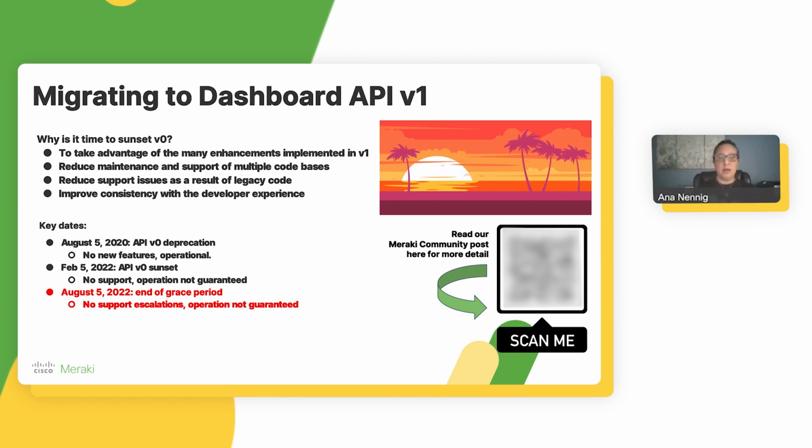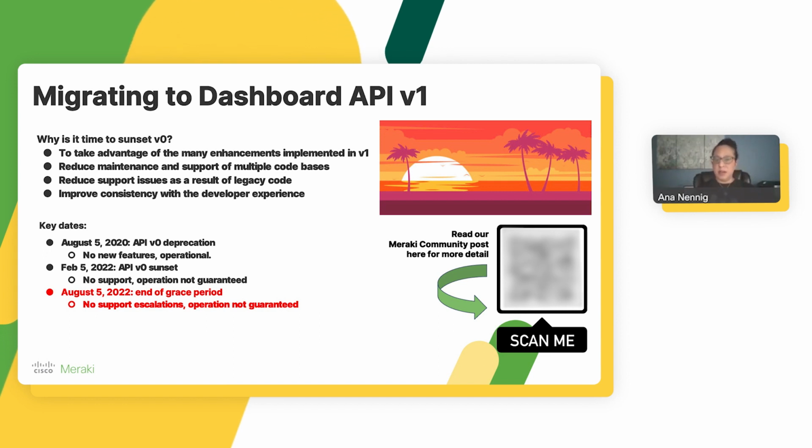We've been working pretty aggressively to notify as many customers as possible that the end of the grace period is coming up on August 5th, where we're not going to be able to support escalations and operation is not guaranteed. So it's really, really vital that if you are aware of anybody who is still operating on version 0, to move to version 1.